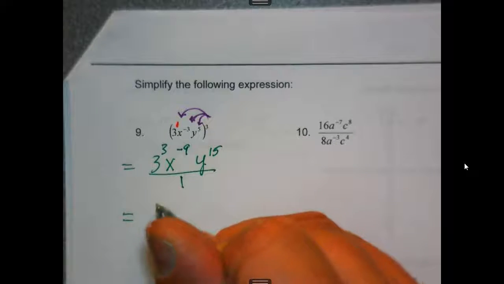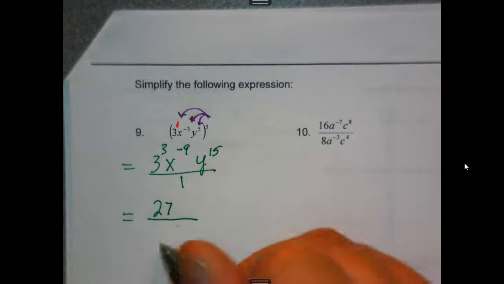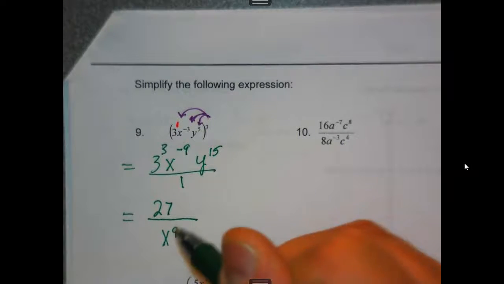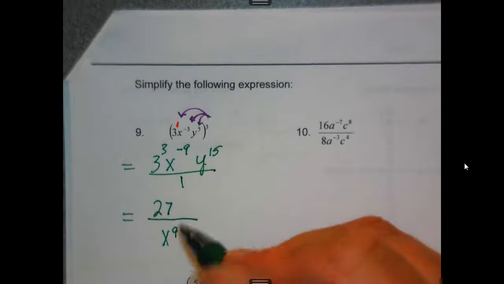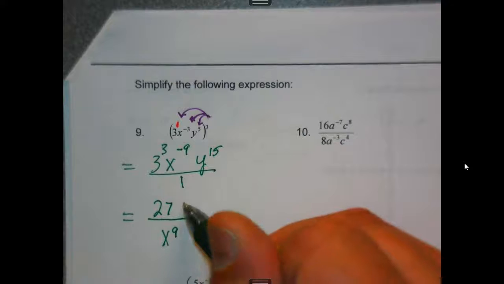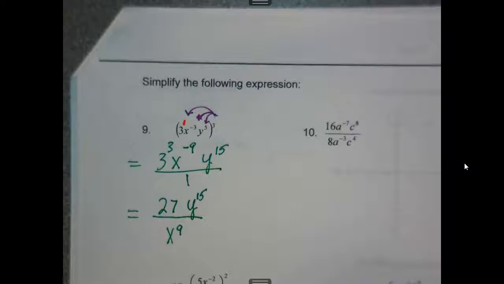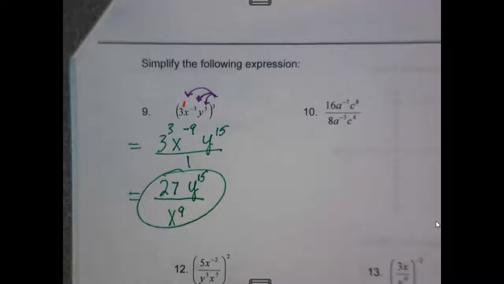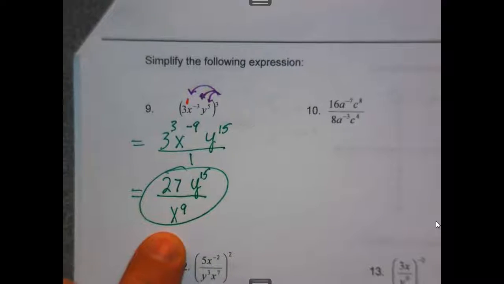So 3 cubed, if you want to multiply it out, go ahead. Otherwise, you could just leave it as 3 cubed. X to the 9th on the bottom. And then I have y to the 15th. Yeah, I can't leave a negative exponent in my answer, so I just put it on the bottom.